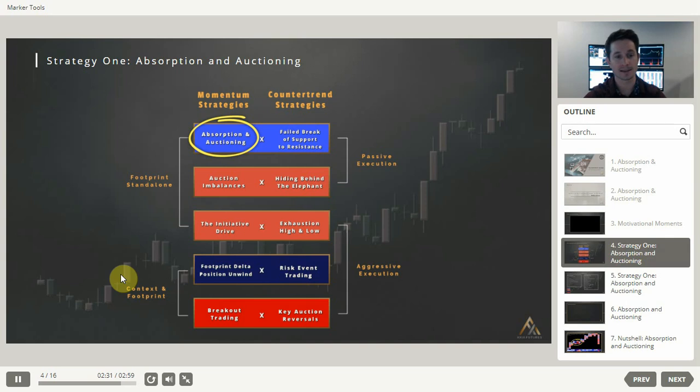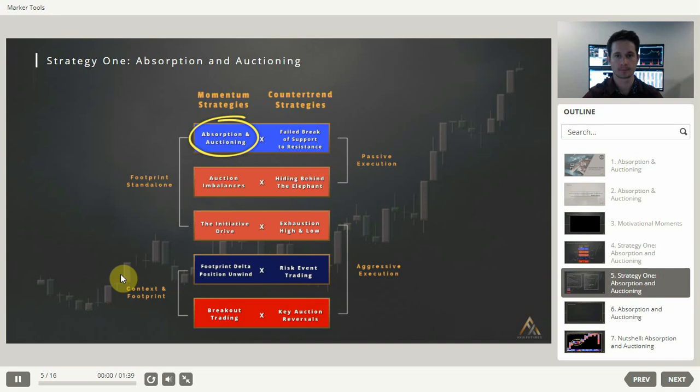Now, this is a momentum-based strategy. It is standalone, so you don't require any other trading tool to recognize this trade strategy. And obviously, in terms of execution, it's a passive execution. You're going to wait for the market to come back and allow you a relatively straightforward entry point. All right, let's now move on. In the next couple of slides, we're obviously going to start off and focus on the principles underlying the strategy of absorption and auctioning.